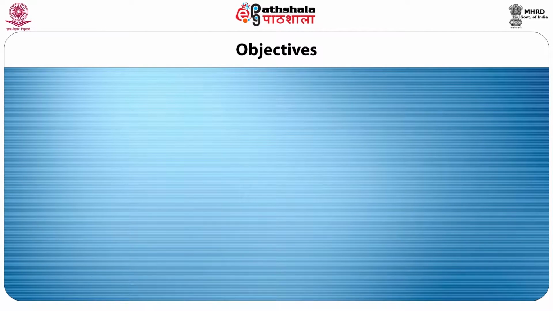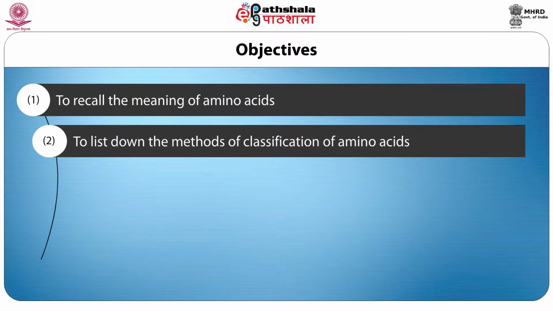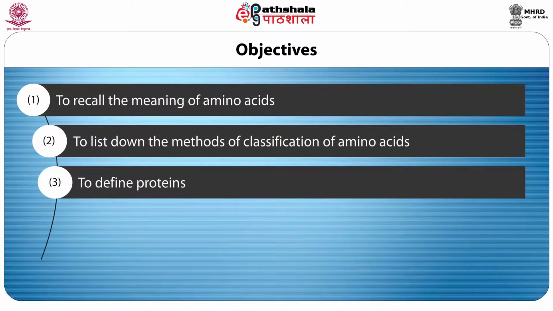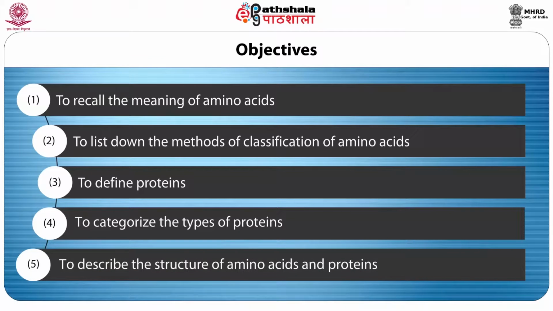Now, we can start with the objectives: to recall the meaning of amino acids, to list the methods of classification of amino acids, to define protein, to categorize the types of protein, and to describe the structure of amino acids and protein.